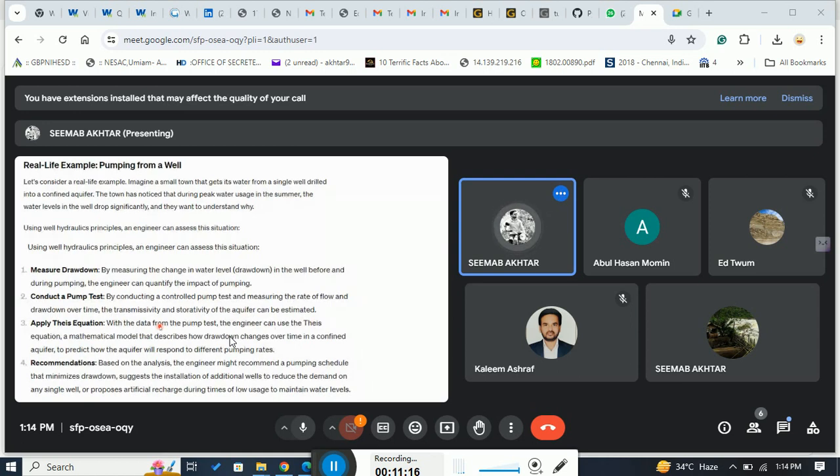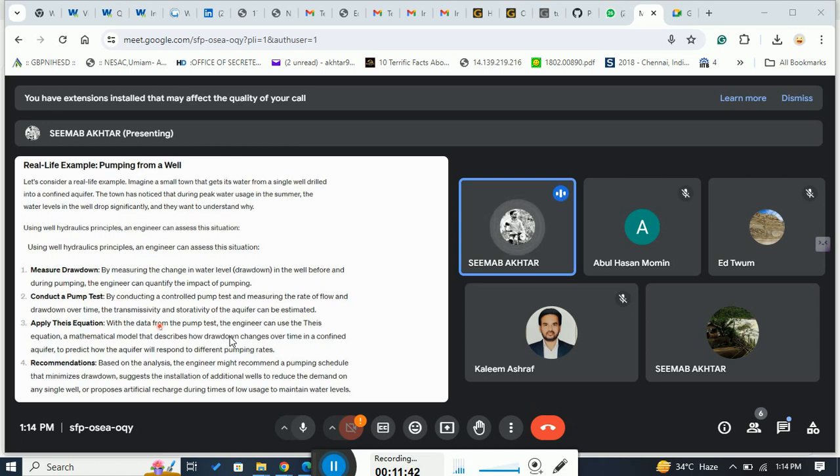A real life example of pumping from a well. Let's consider a real life example. Imagine a small town that gets its water from a single well drilled into a confined aquifer. The town has noticed that during peak water use in the summer, the water level in the well drops significantly, and they want to understand why this has happened.